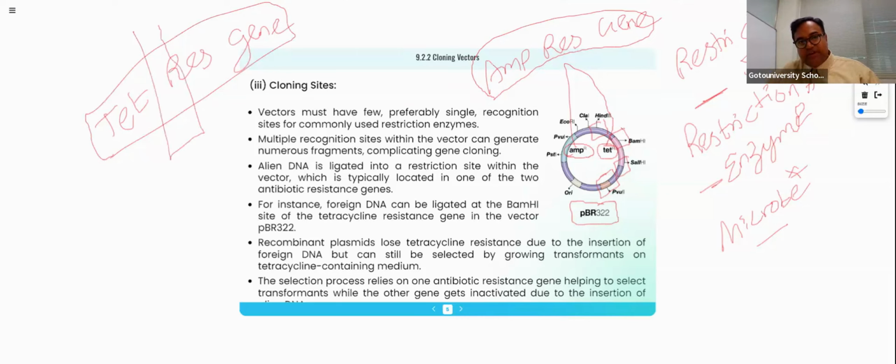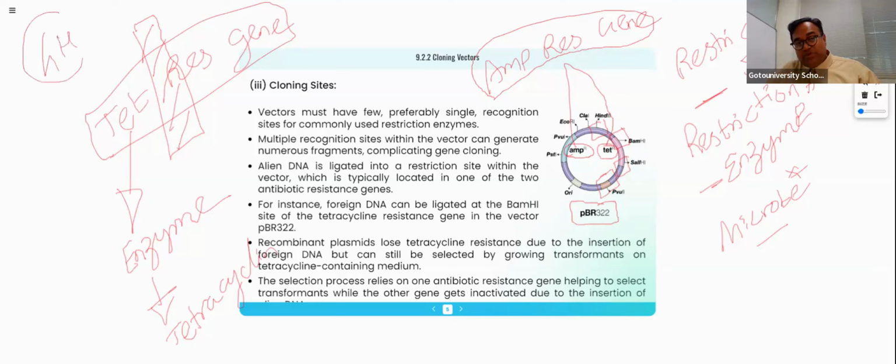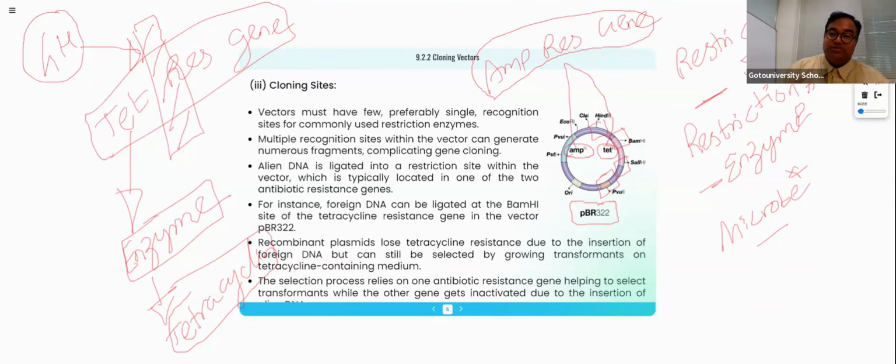Into this gene, we are introducing the foreign gene. If I introduce the foreign gene into the tetracycline resistant gene, this gene will not make the enzyme to break tetracycline, because we have already corrupted this gene by introducing the foreign gene of your interest, for example a growth hormone gene or an insulin gene. So this tetracycline resistant gene can't make that enzyme. This is the concept you need to remember.